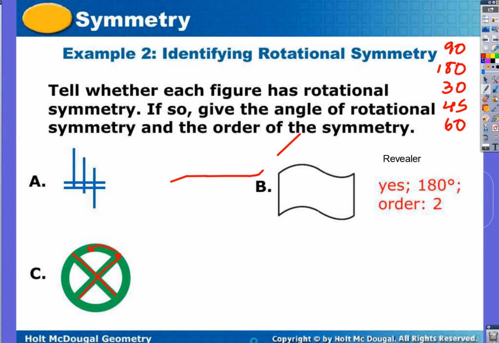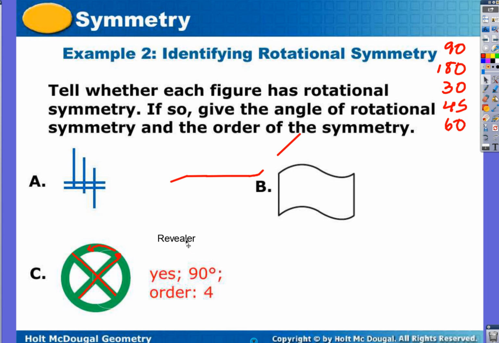And what's the order? The order is, okay, do you understand the angle part? Okay, so get 360 divided by the angle. What's 360 divided by 90? 4. The order is always going to be 360 divided by whatever you get for the angle.